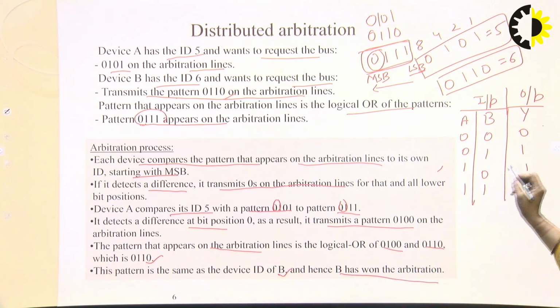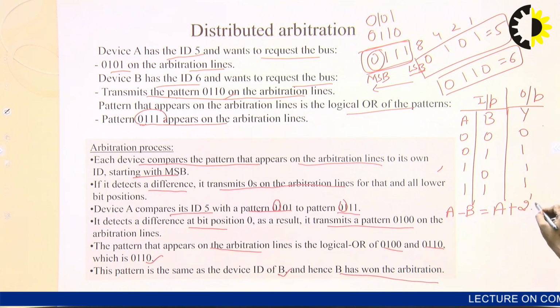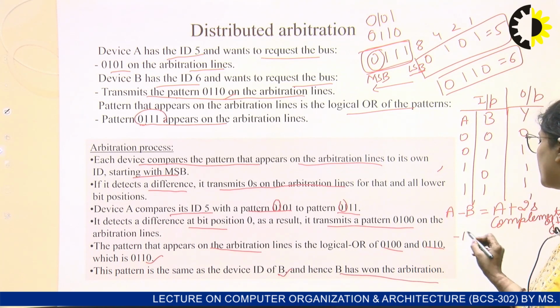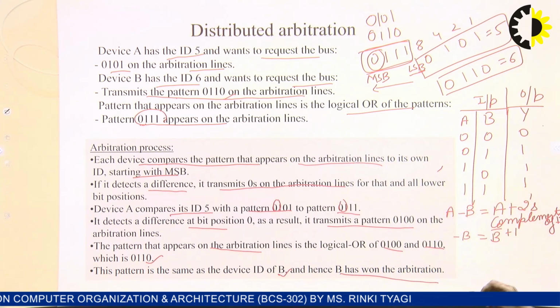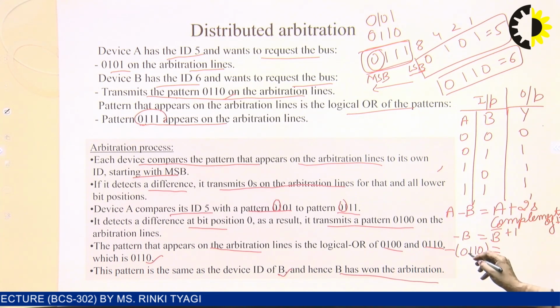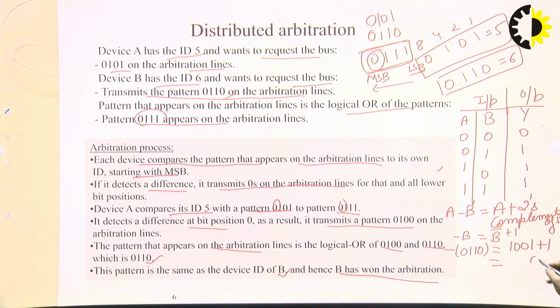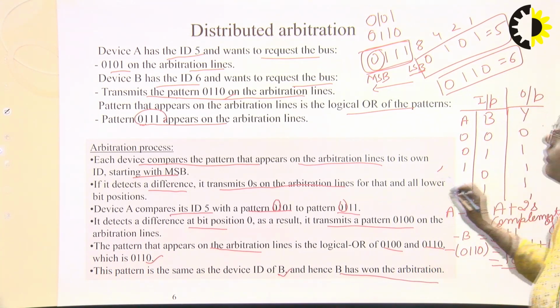How do we do that? Subtraction: A minus B is always equal to A plus 2's complement of B. What is the 2's complement of B? First, minus B is equal to B complement plus 1. What is the value of B here? The value of B is 0110. So the 1's complement of B is 1001, plus 1, so 110 carry 1, 01. So here we are getting the answer 0110. So here this device will win.